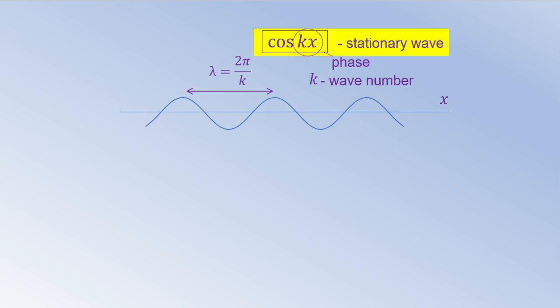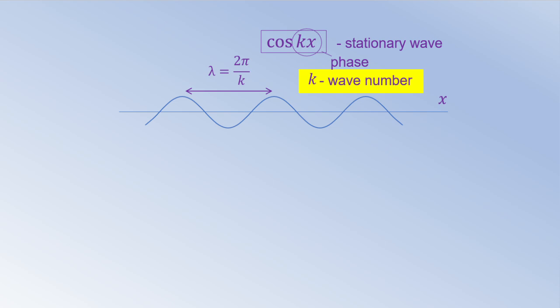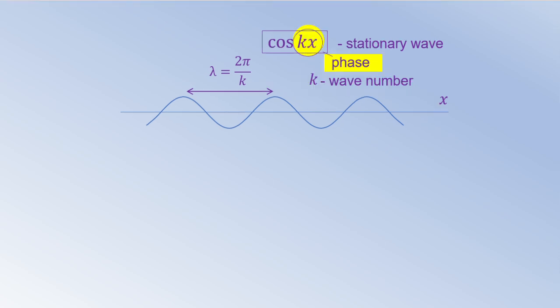The stationary cosine function has the form shown in the figure. Here k is the so-called wave number, and the argument of the periodic cosine function is the so-called phase, that is kx. In our case, wavelength lambda is the distance between the nearest similar points. It is equal to 2 pi over k.